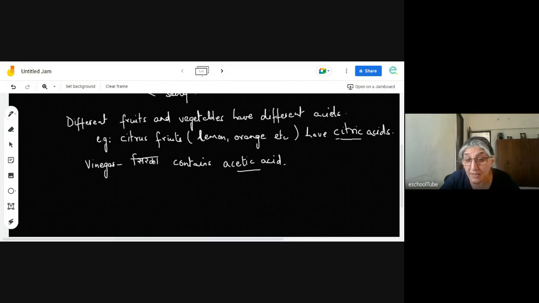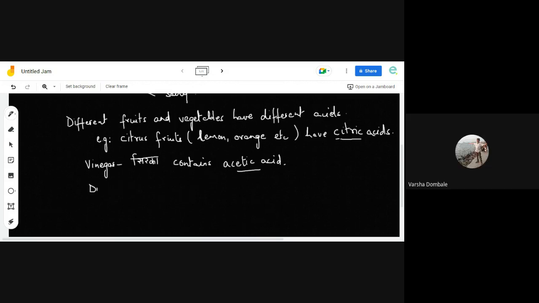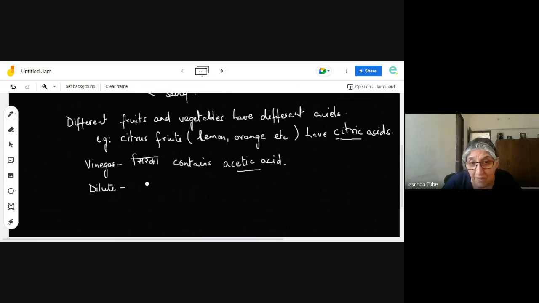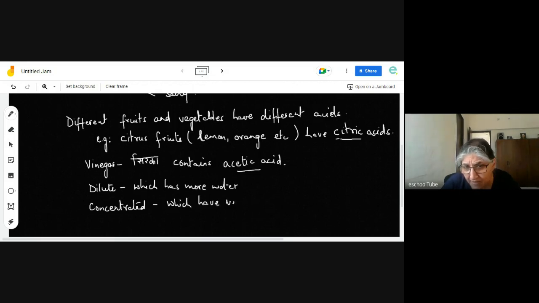What does dilute mean? Dilute means which has more water. And then we have concentrated acids. What are concentrated acids? Which have very little or no water.